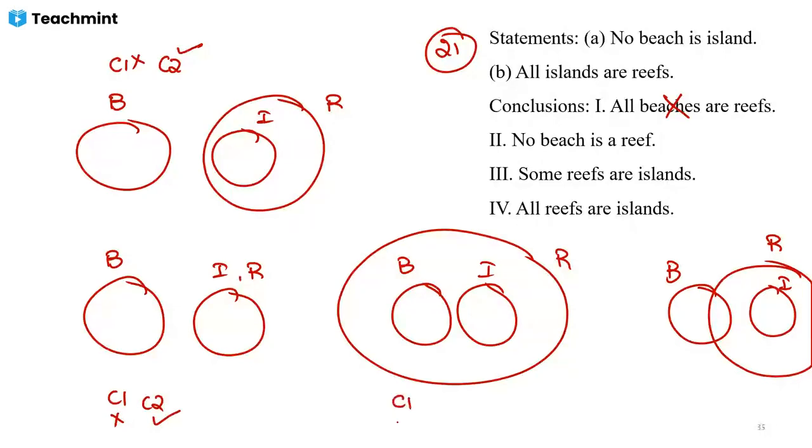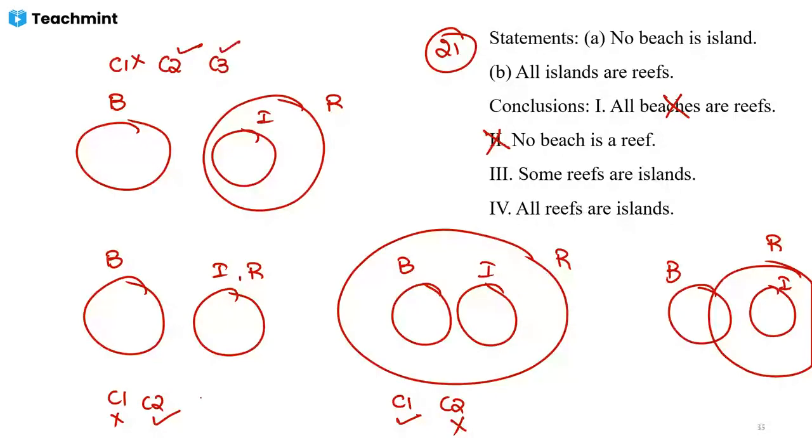First one, all beaches are reef satisfied. No beach is reef is not satisfied. Okay, so if it is not satisfied, that diagram we ignore. Then some reefs are island. Third one, correct in all situations.